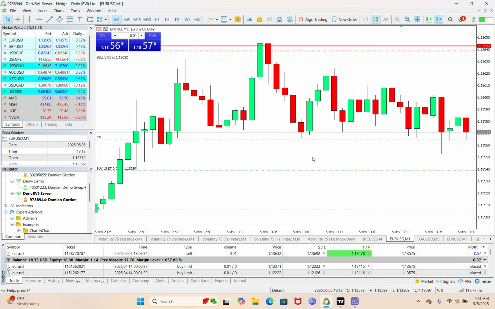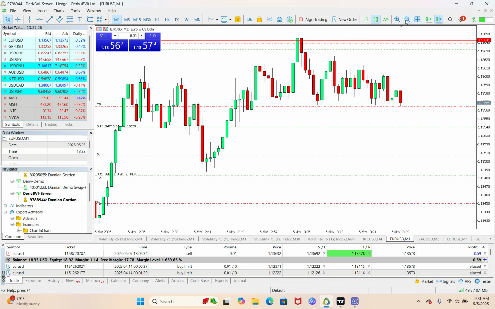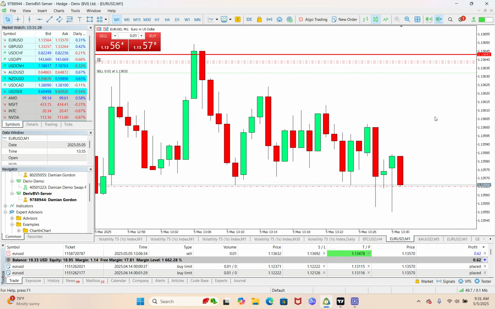Who will win? Oh, wow. Sellers with the next big drop. Sellers with a big drop. Let's see if sellers can take it or if buyers will send them home packing.